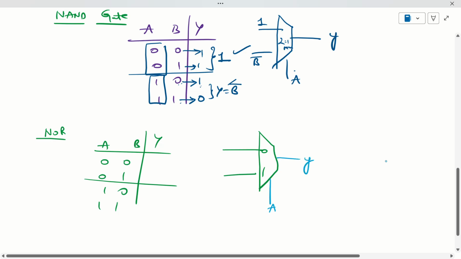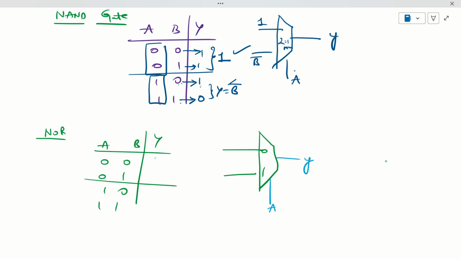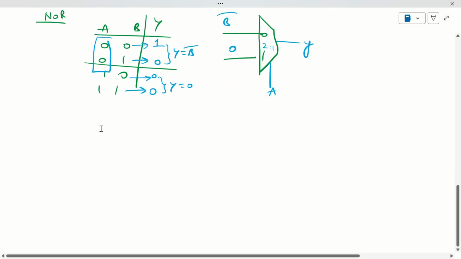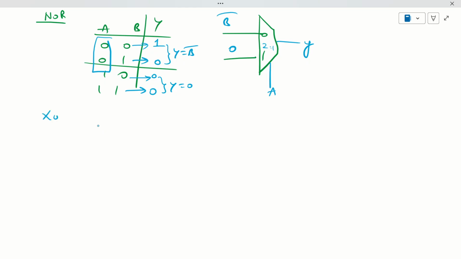So what about the NOR gate? Exact opposite of the OR gate, right? So this is 1, remaining all are zeros. Tell me, when A equal to 0, 0 becomes 1, 1 becomes 0. This means Y is B bar, right? And whenever A equal to 1, if we give 0 we get 0, and if we give 1 we also get 0. Meaning Y is default 0. This is about the NOR gate by using multiplexer.